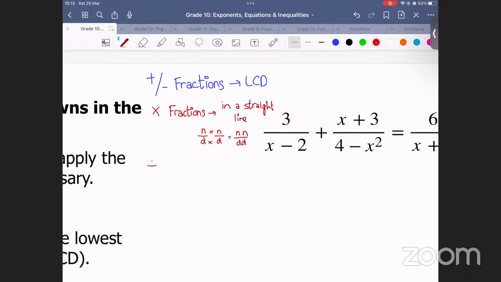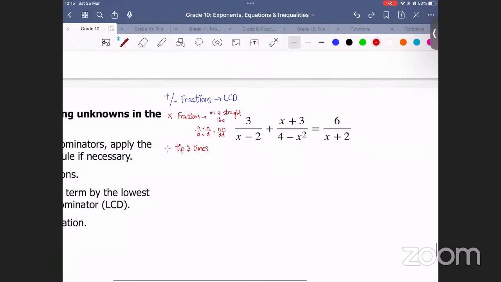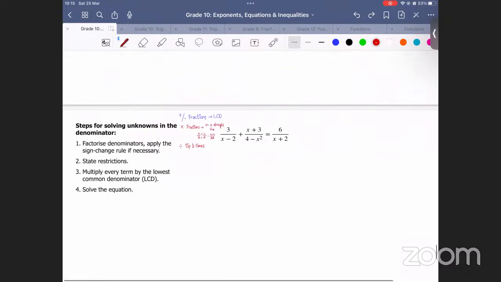How do you divide fractions? You don't divide fractions. You tip and times it. So you flip the second fraction and you multiply them. Keep the first one the same, flip the second one and multiply them. Obviously, then you refer back to how to multiply fractions there. Okay, now that's done.